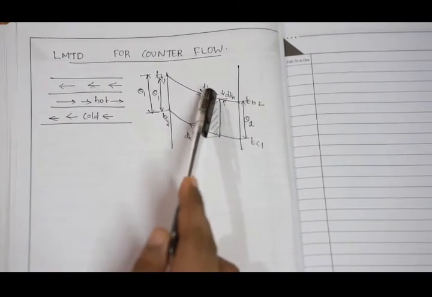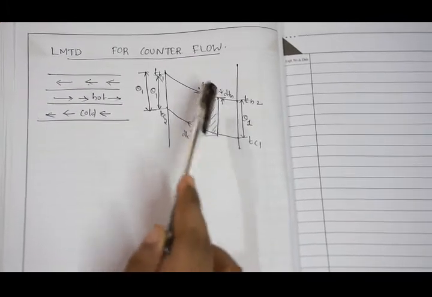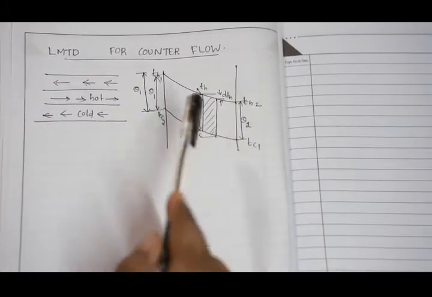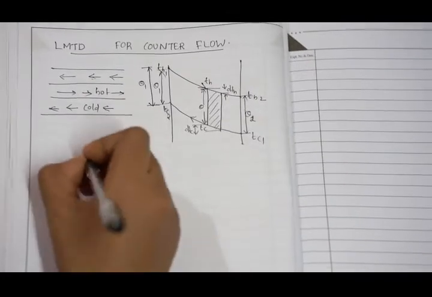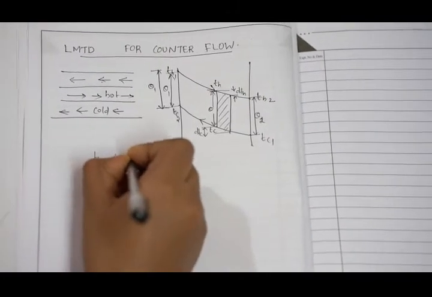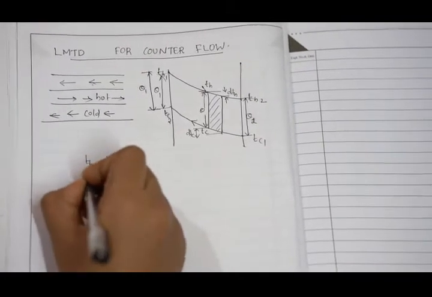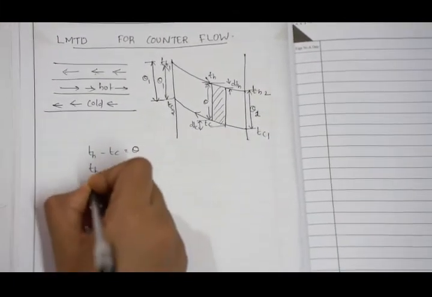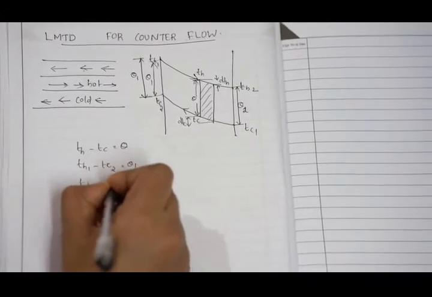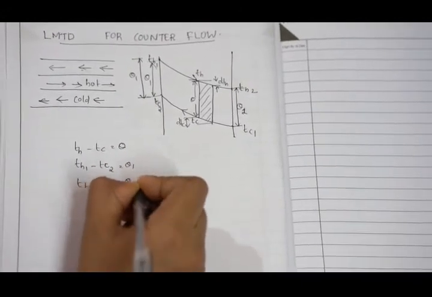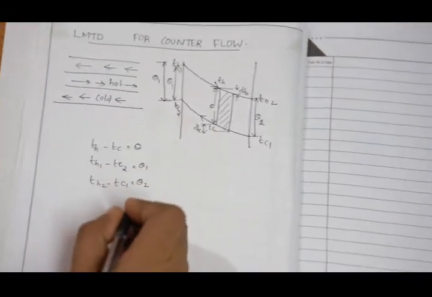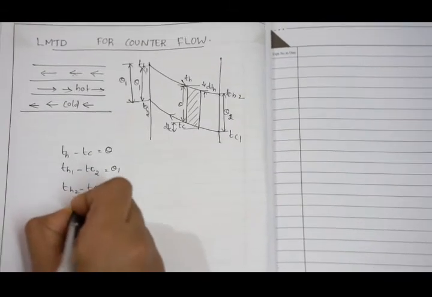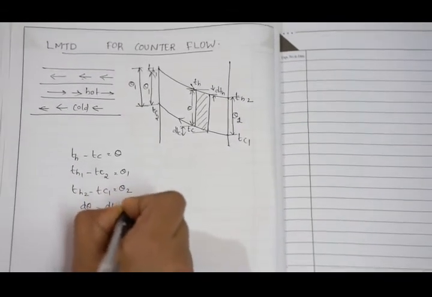Here the temperature is TH for the hot and TC for the cold fluid, and the temperature difference between TH and TC, TH minus TC, is equal to theta. TH1 minus TC2 is equal to theta 1, then TH2 minus TC1 is equal to theta 2. Okay, d theta is equal to dTH minus dTC.